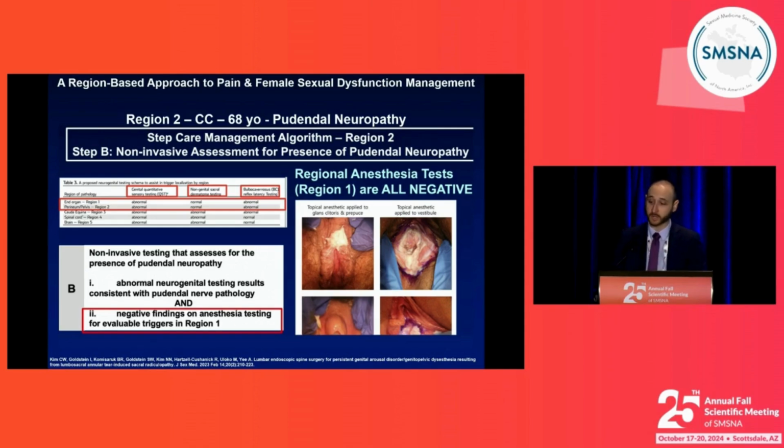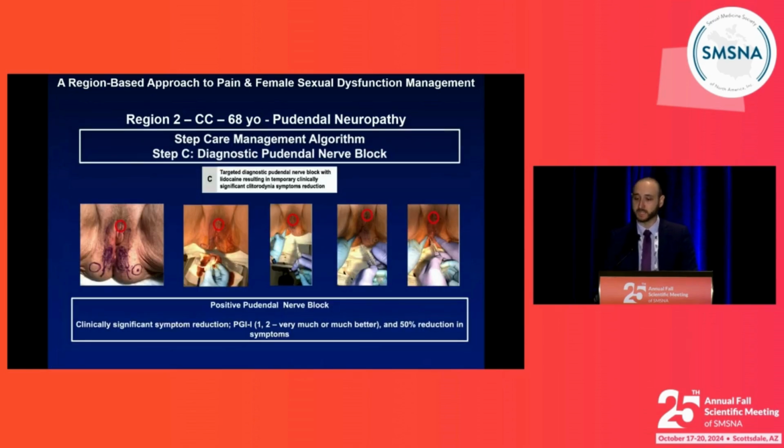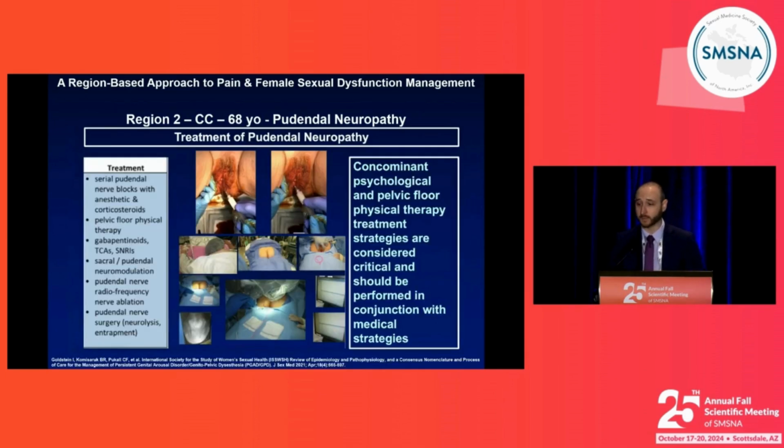So in these pictures, we're numbing the clitoris, presumably, and numbing the vestibule. CC and patients with region 2 disorders do not get relief of their symptoms. Even though the burning that she has is in the clitoris, numbing the clitoris itself does not relieve her pain. At this point, we proceed to a diagnostic pudendal nerve block. And if there is clinically significant symptom reduction, then we know that the cause is a region 2 disorder, and then we treat the pudendal neuropathy.